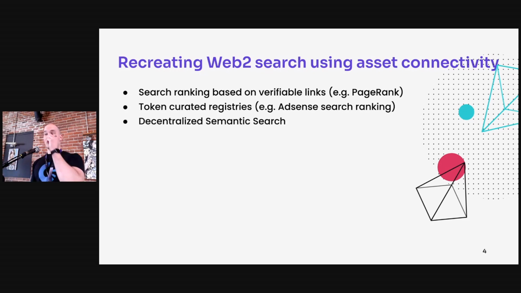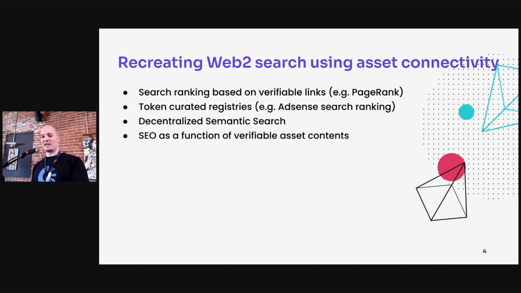Decentralized semantic search. So what I'm going to show you is actually keyword search, but decentralized semantic search is that thing we saw with Google where it understands that actually, for example, Nikola Tesla is a person. So we can build that pretty much on this system.